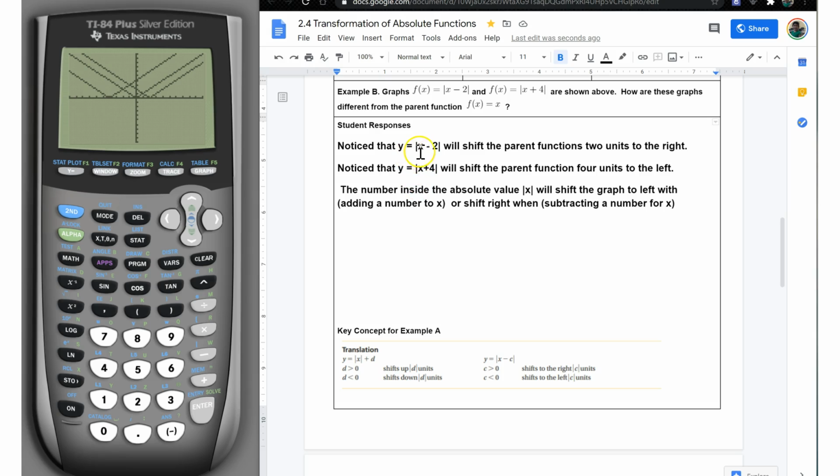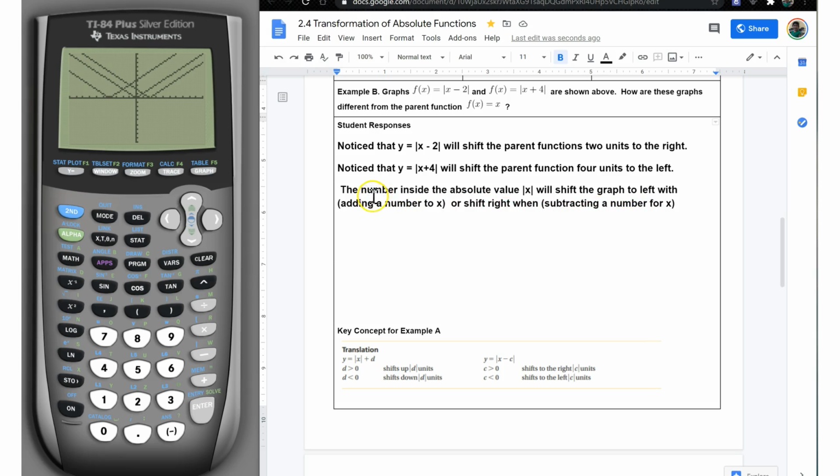When y equals the absolute value of x minus 2, it's going to shift the parent function 2 units to the right. I also noticed that when it was y equals the absolute value of x plus 4, it will shift the parent function 4 units to the left. The number inside the absolute value of x will shift the graph. Adding a number to x is how many units it's going to shift to the left, and it shifts right when you're subtracting a number from x.